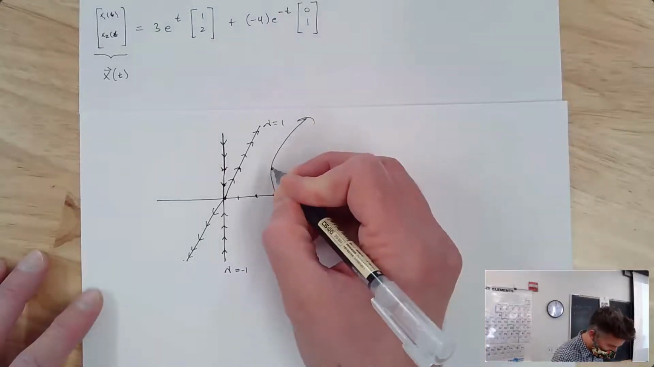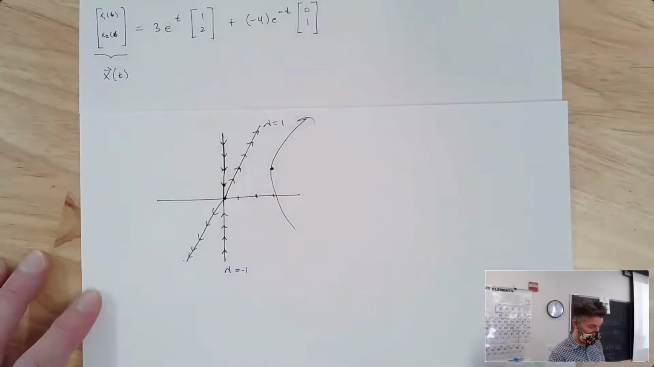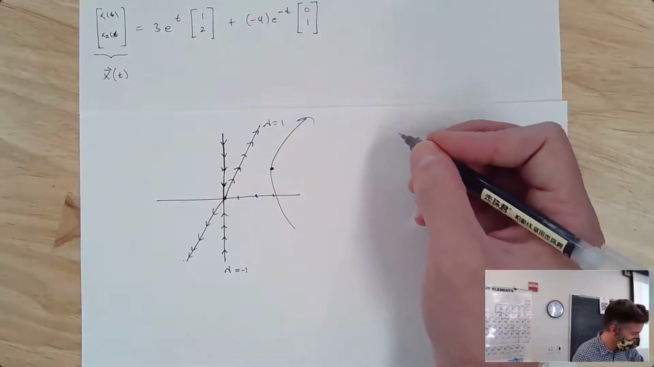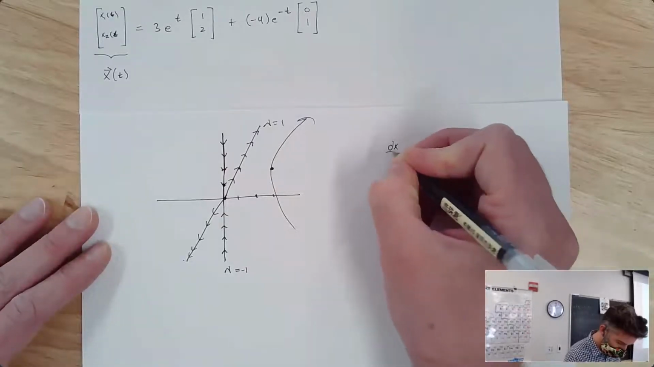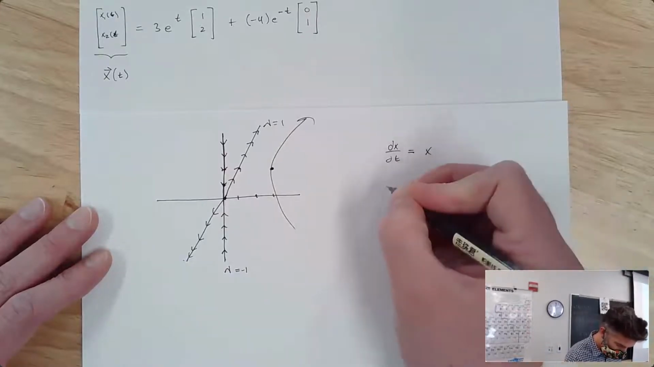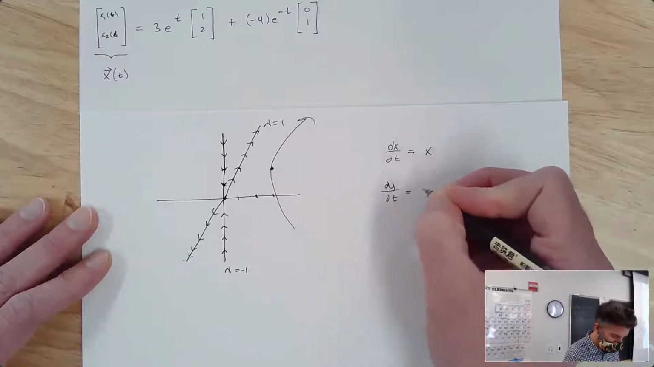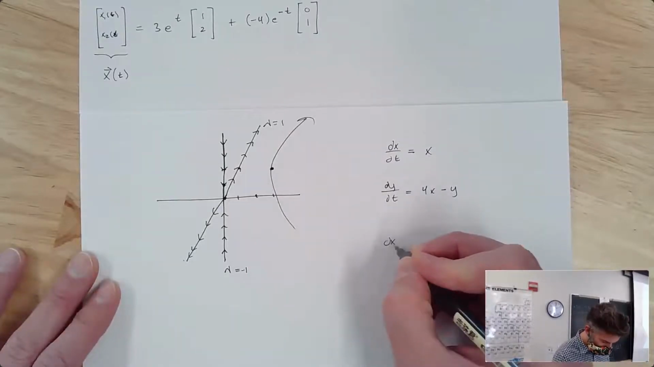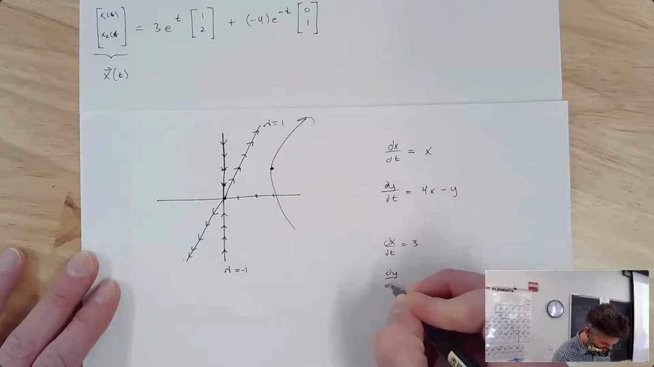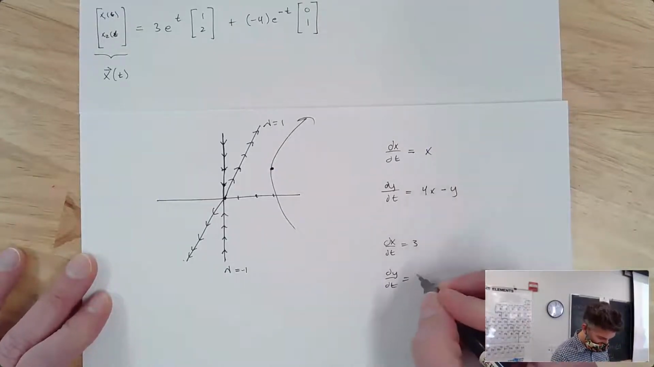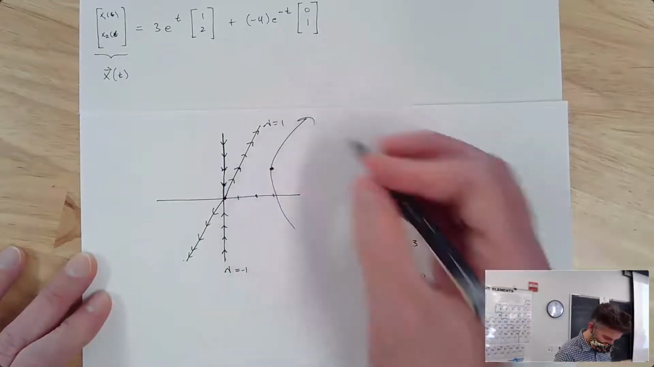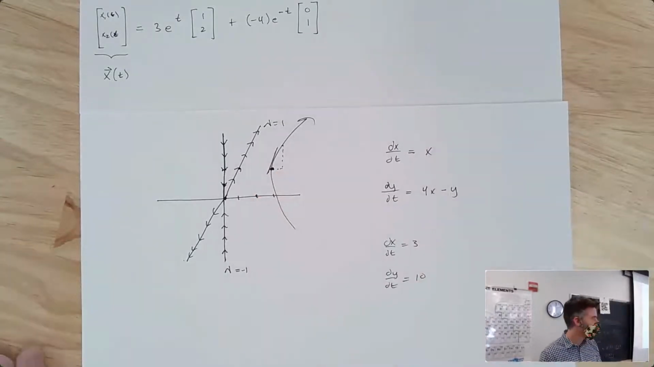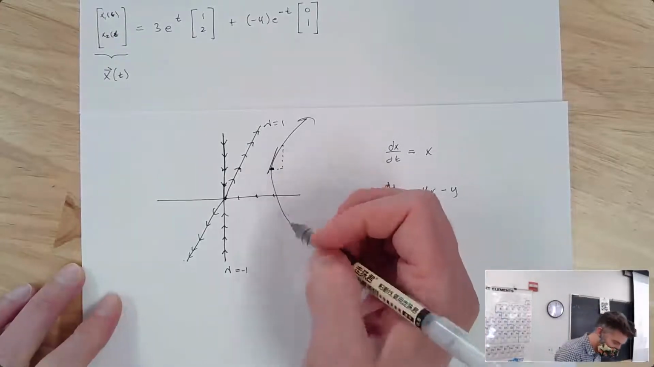If you wanted to, you could plug in 3 for x and 2 for y back into your original differential equations, which I know it's been forever since we looked at them. I'll remind you that the originals were dx/dt equal to x and dy/dt. Okay, I used x1 and x2 before, but it's okay. If I plug in 3 for x and 2 for y, I get dx/dt equal to 3 and dy/dt equal to 12 minus 2, which is 10. So at this point I'm going 3 right and 10 up. That looks like that slope could be 3 right and 10 up. So that's the idea. At that point, we're moving that way, and we keep going that way.